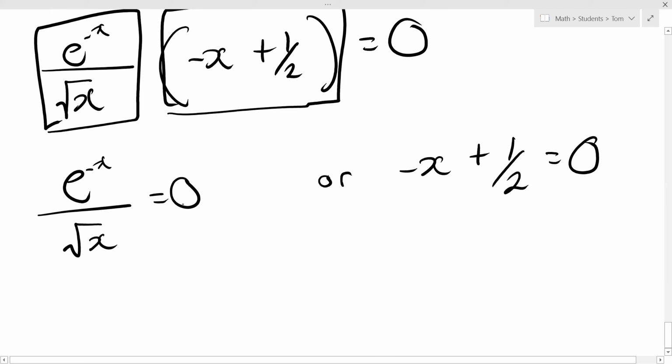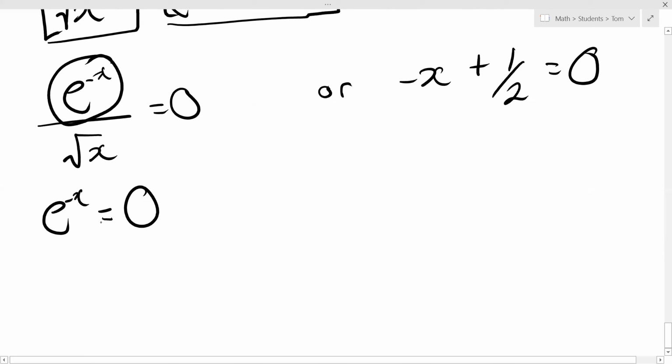Now this cannot be equal to 0, because for this to be equal to 0, the top has to be equal to 0. The bottom cannot be equal to 0 because that makes the function undefined. So it means that e to the power of x has to be equal to 0. And like we said, exponential functions don't give us 0 unless the base itself is 0, but generally they don't give us 0. So it cannot be equal to 0.